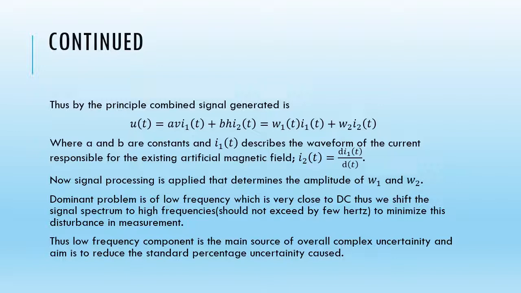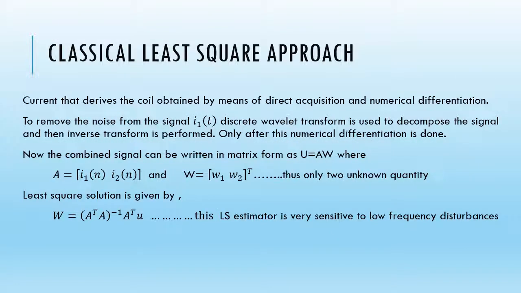Now, signal processing methods are employed to determine the amplitudes of W1 and W2. The main problem in determining these amplitudes is the uncertainties caused by the low frequency components in flow measurements. Now we will discuss the classical least square approach in brief.